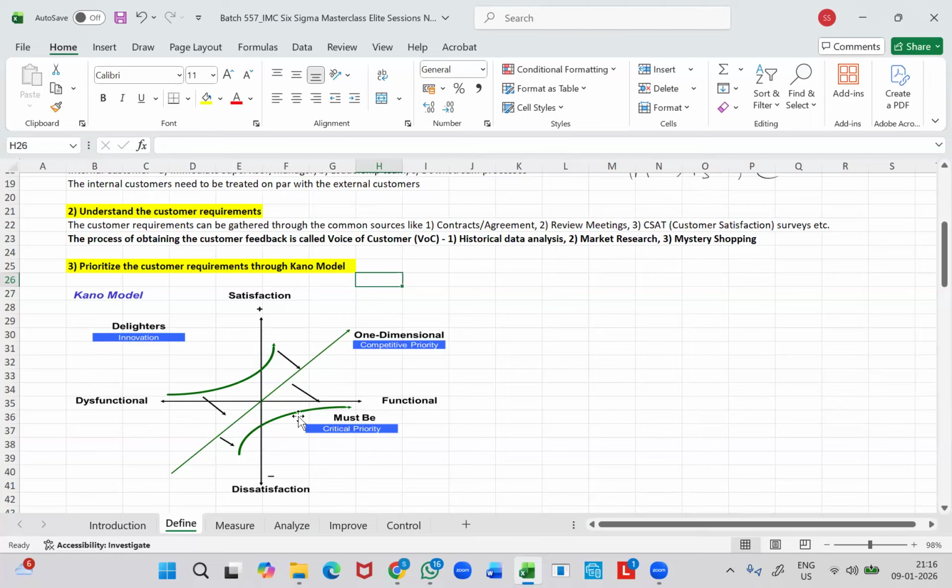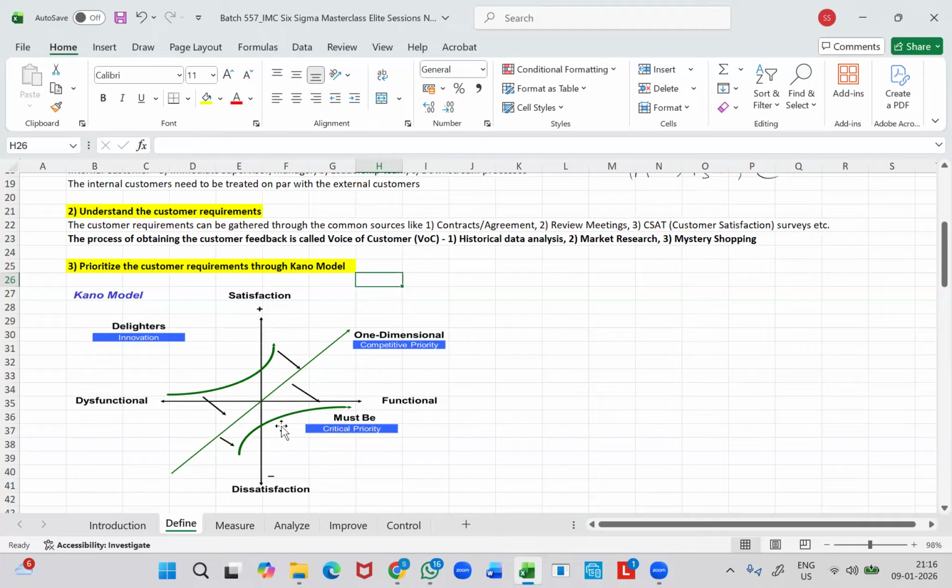So the two extremes. On the right extreme, we have a scenario where the customer needs are fully fulfilled. On the left extreme, we have a scenario where the customer needs are not fulfilled at all, right? And as per the Kano model, the customer needs are segregated into three types. So what are the three types of customer needs?